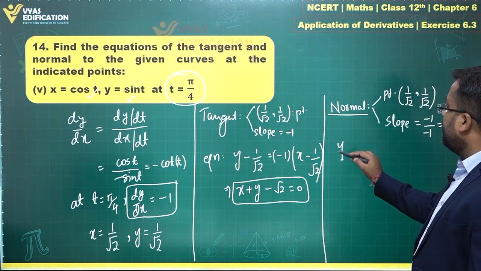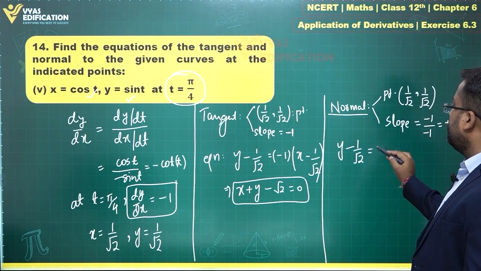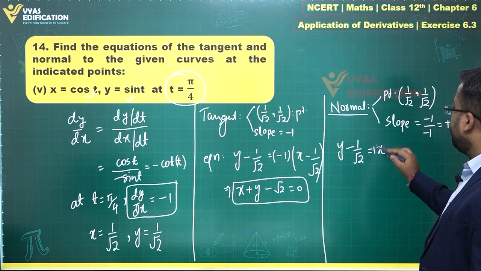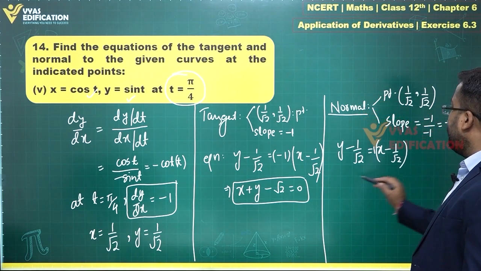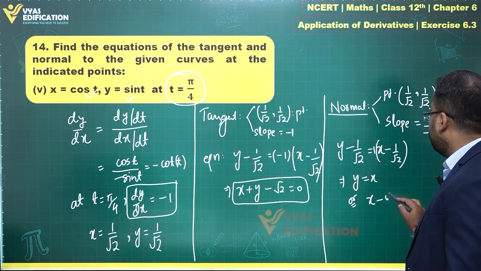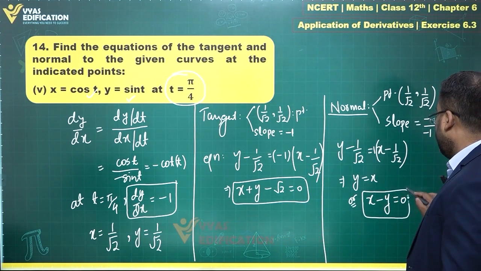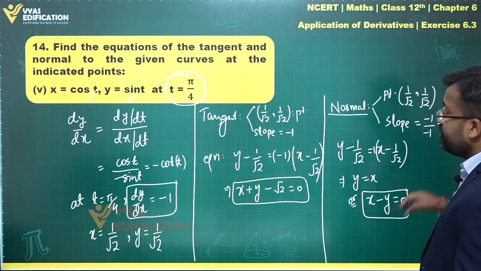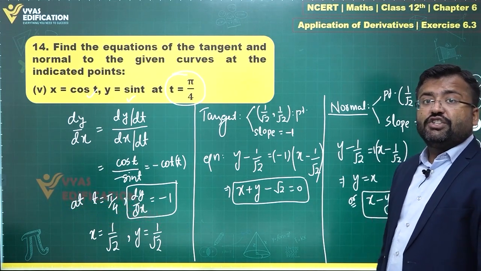What about the equation of normal? You will write y minus 1 by root 2 is equal to 1 times x minus 1 by root 2, and this will give me y equals x, or you can write it as x minus y is equal to 0. That's the equation of normal for this curve over here. That's the complete solution that is required.